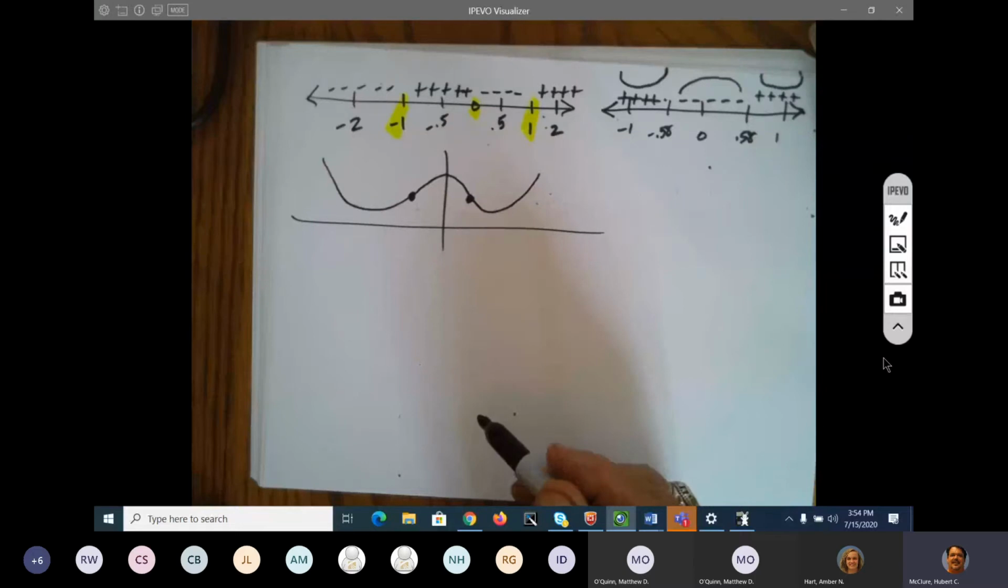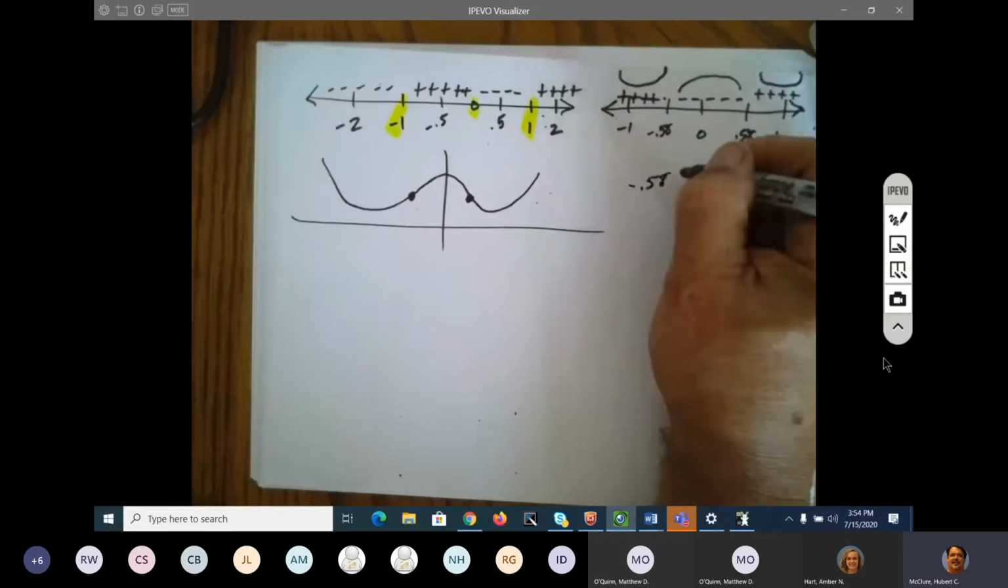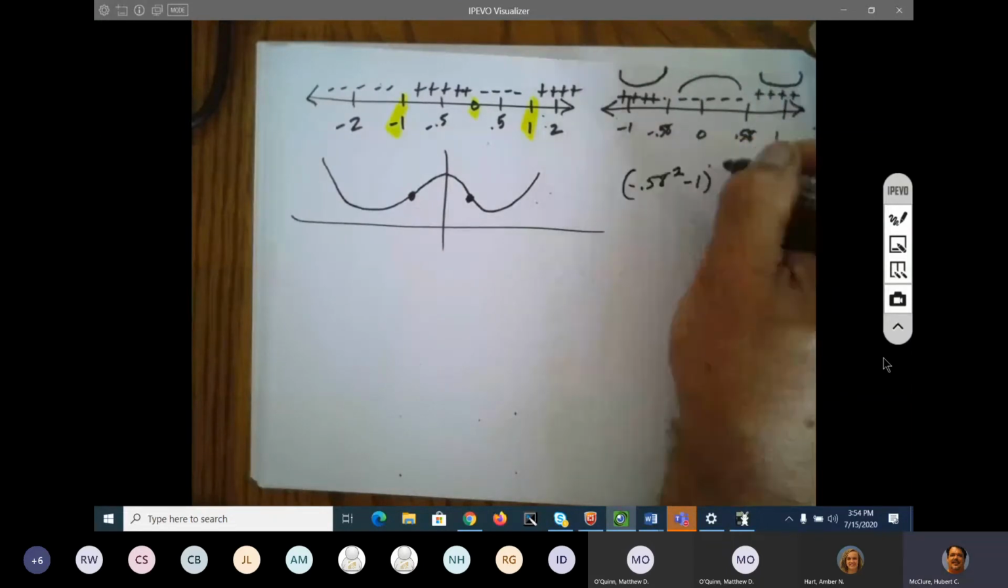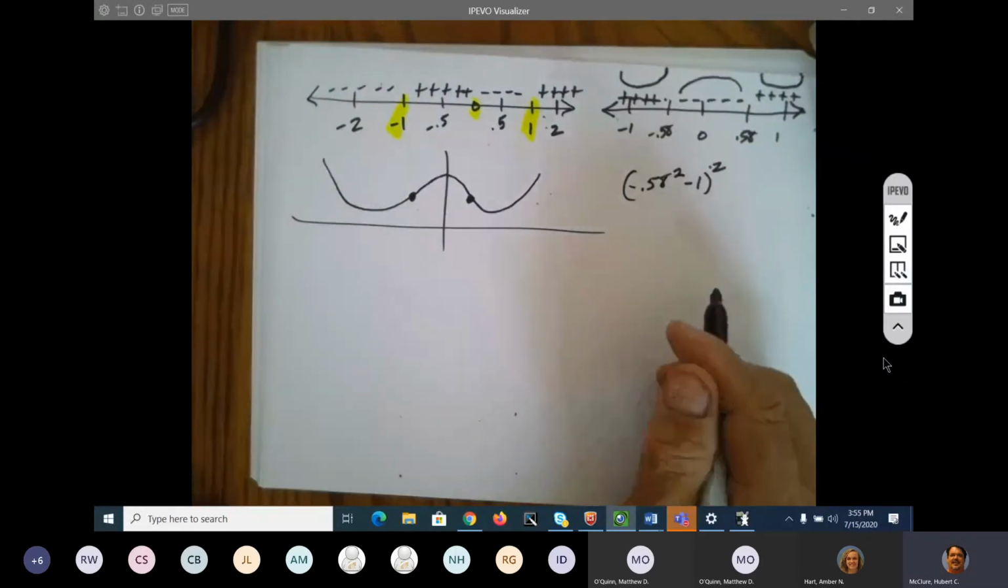Take -0.58, square it, subtract 1, and raise it to the second power, and give me a y value, please. I know -0.58 is not precise, but it's close enough for government work. So what is -0.58 squared, minus 1, and then squared? It's going to be positive. What is it?